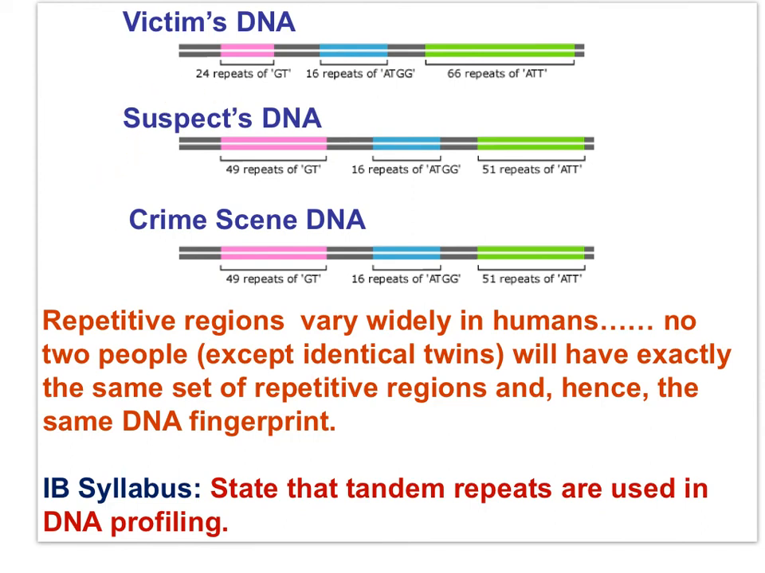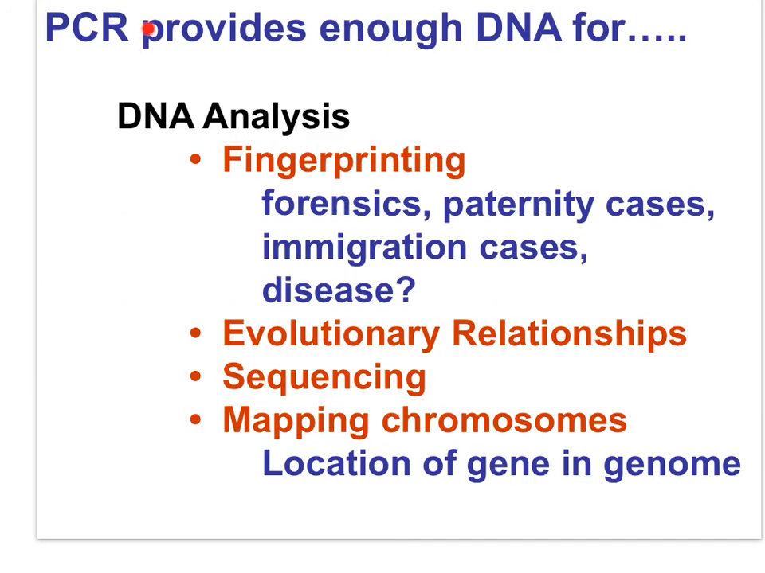But typically, the amount of DNA sampled from the crime scene is not substantial. Thus, polymerase chain reaction, PCR, is critical to the analysis of DNA in forensics. PCR provides enough DNA for analysis in terms of fingerprinting for forensics, paternity cases, immigration cases, disease, or in terms of determining evolutionary relationships, or for sequencing, or for mapping chromosomes so that we can locate the gene of interest in a genome.